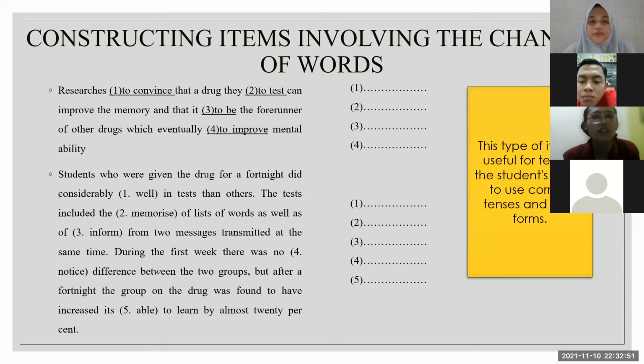constructing items involving the changing of words. This type of item is useful for testing the student's ability to use correct tenses and verb forms. It is a traditional type of test, but the layout is improved in this particular case by providing blanks on the right of the text for completion.